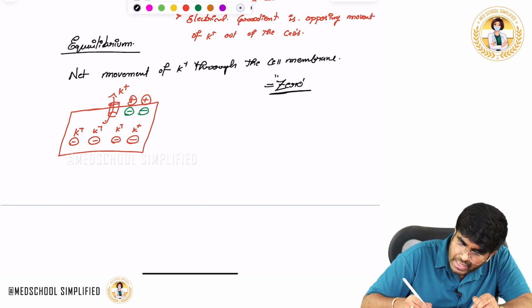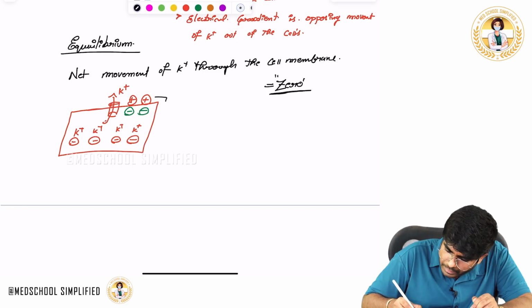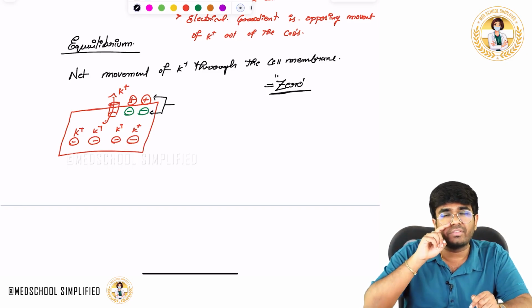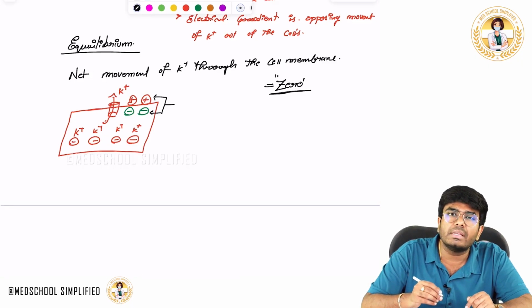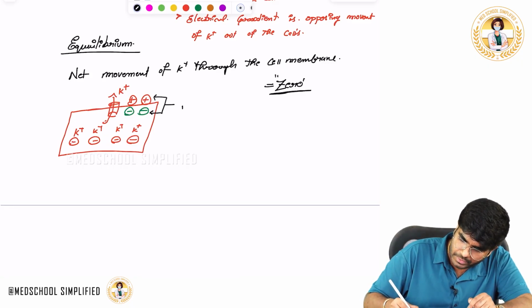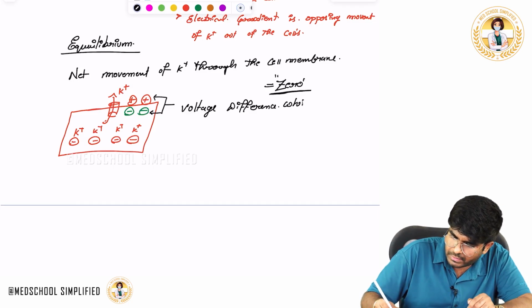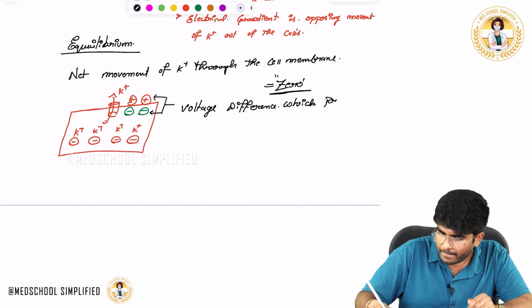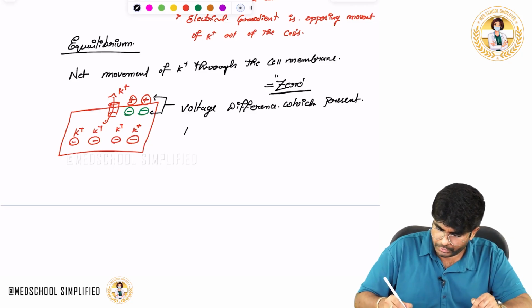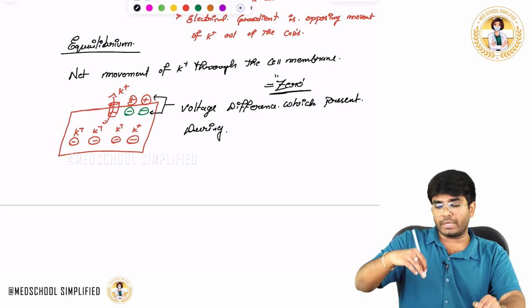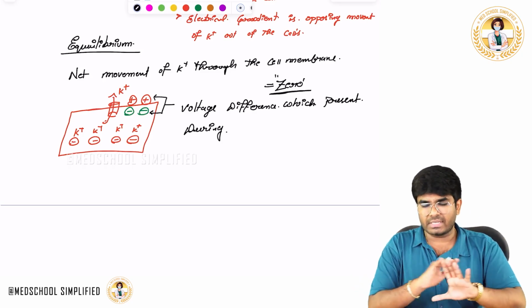Now, if you measure the electrical difference between inside the cell membrane and outside the cell membrane with a voltmeter, what will you see? There is a voltage difference. Okay, the voltage difference is present during the equilibrium condition. Now the cell is at equilibrium.